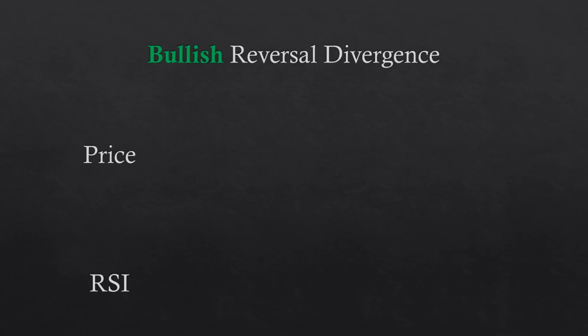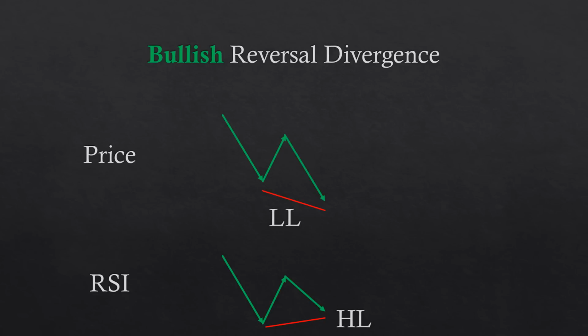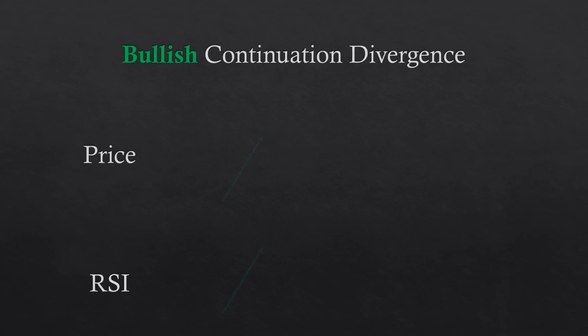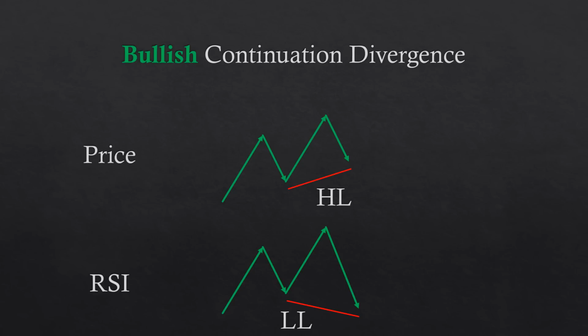The bullish reversal divergence happens when price is forming lower lows, but the momentum indicator is forming higher lows. That usually means that price is losing strength and might reverse to the upside. When looking for the bullish reversal divergence, you just look at the lows and ignore the highs. The bullish continuation divergence happens when price is forming higher lows, but the momentum indicator is forming lower lows. That usually means that price is gaining strength and might continue to the upside. When looking for bullish continuation divergence, you just look at the lows and ignore the highs.